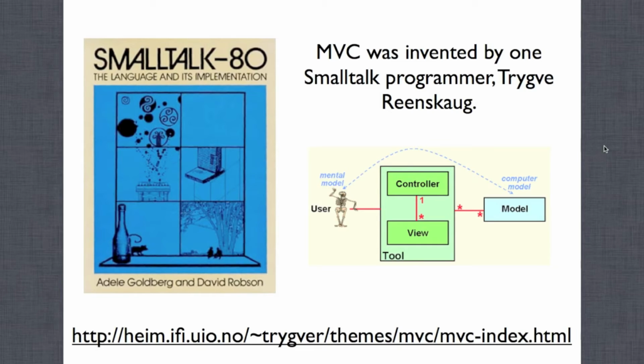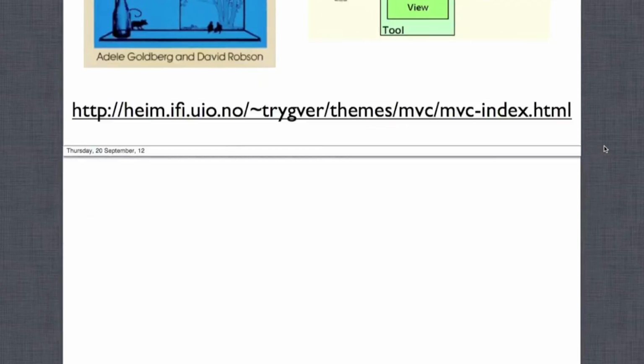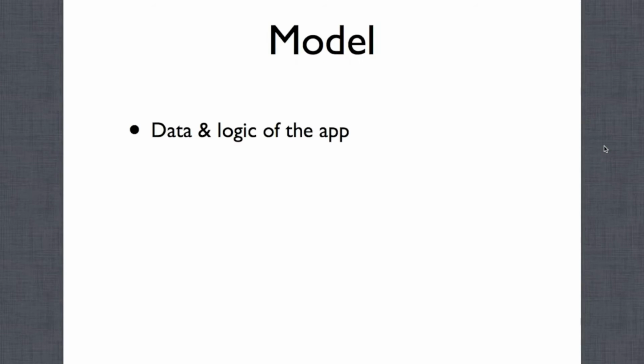The idea there is a user, which is for some reason a skeleton here, working with the program, and his mental model is that it looks like he's talking to the model itself, to the data of the application. But actually, everything goes through another layer, which is not really visible to him. This is not entirely true, as I explained. So let's see. What is a model?